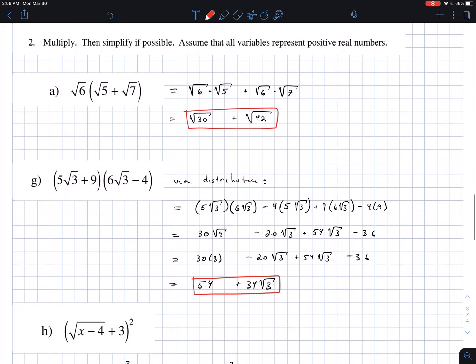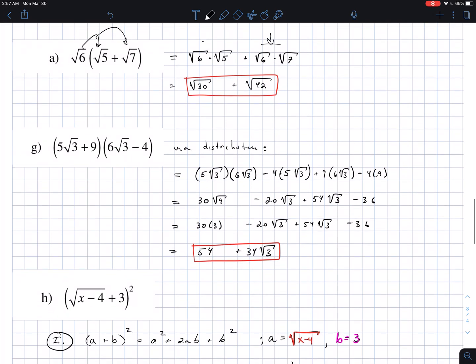Number 2, multiply, then simplify, if possible. And again, they're all positive. So again, all I did was what? Use the distribution property. So square root of 6 times the square root of 5, the square root of 6 times the square root of 7, right here. So we can't factor anything out, right? Because 6 is 2 and 3, and we need a pair of something, and we only have a 5, so we just leave it as the square root of 30. And the same thing is with 6 again. 7's prime, and 2 and 3 are prime, so it's just going to be the square root of 30 plus the square root of 42.